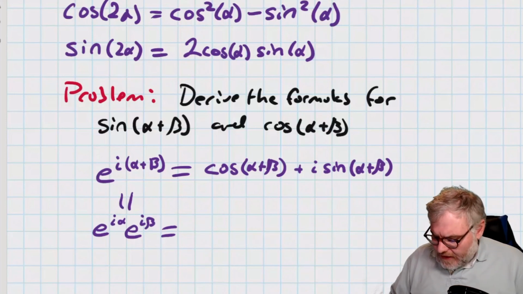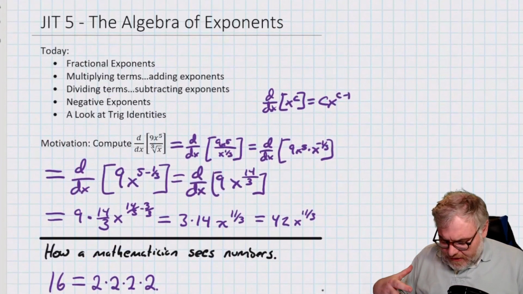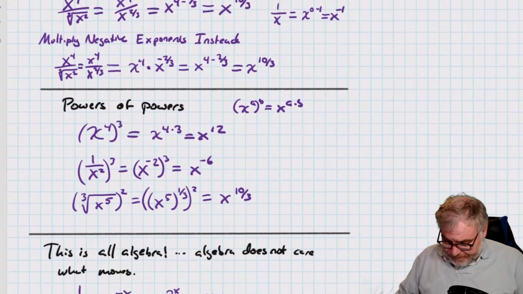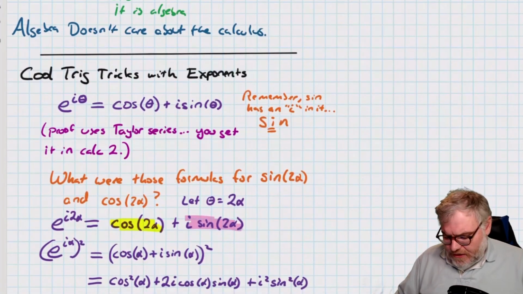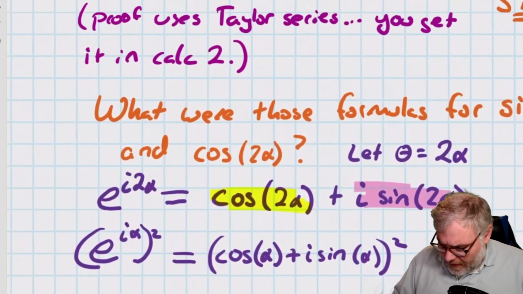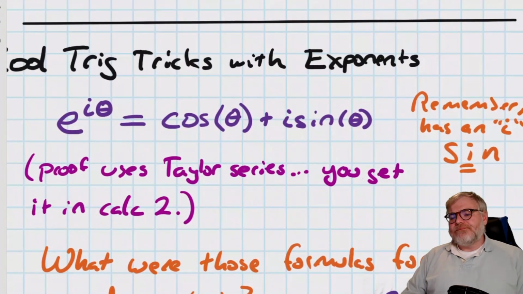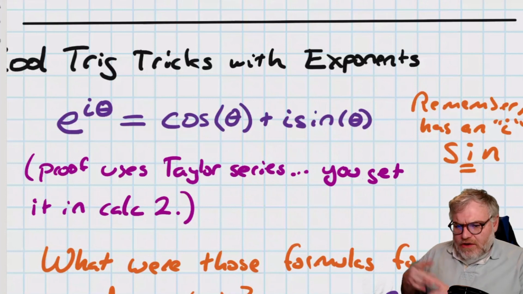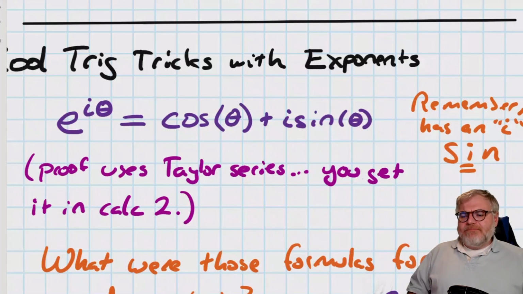Okay. So, we've done a couple things here. We went over the rules for fractional exponents, multiplying terms, dividing them. We looked at negative exponents. We also looked at the rules for powers of powers. We talked about the fact that it's all algebra. And then we went over some cool exponent tricks that you could do to remember all these formulas. You don't actually have to remember the formulas, because of Euler's nice little formula here, e to the i theta equals cosine of theta plus i sine of theta. Because of that formula, again, you'll get to prove it in Calc 2, we can actually translate all these hard to remember trig formulas into formulas about exponents, which are easy to remember. Okay, thank you very much.